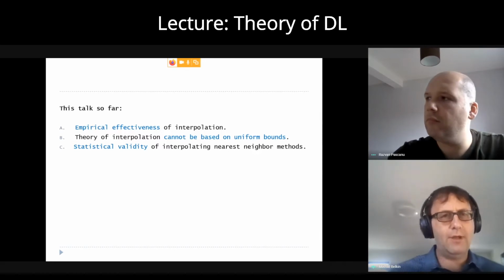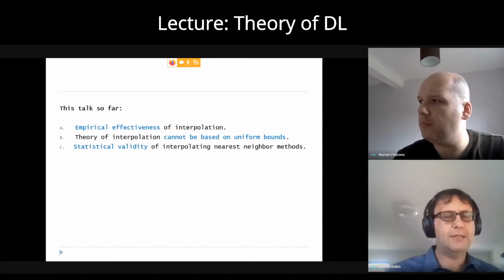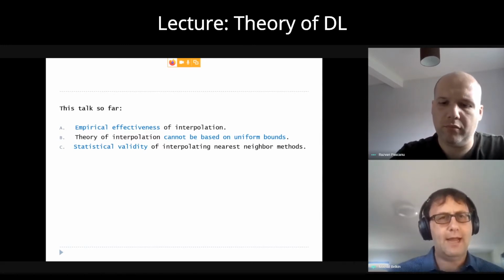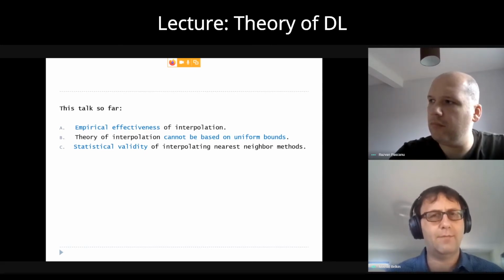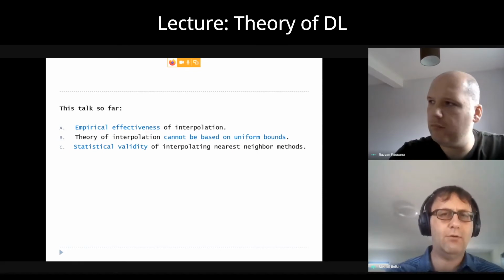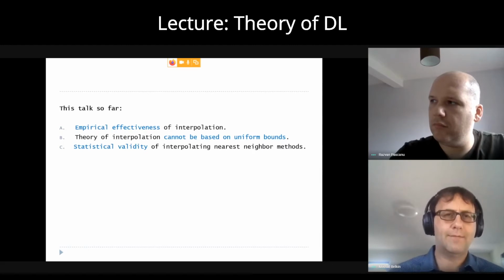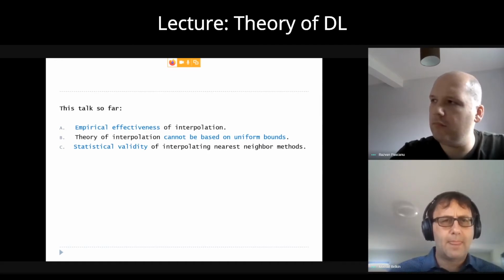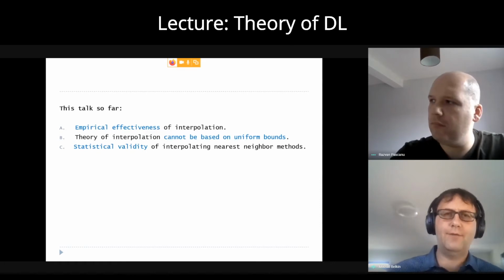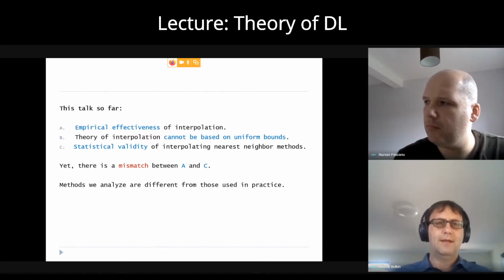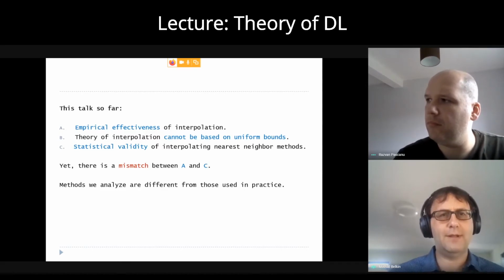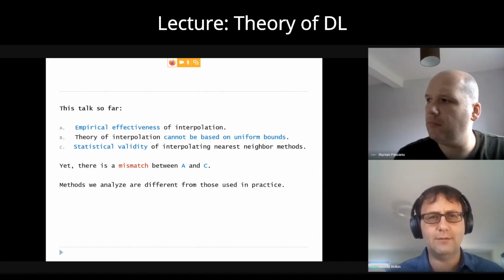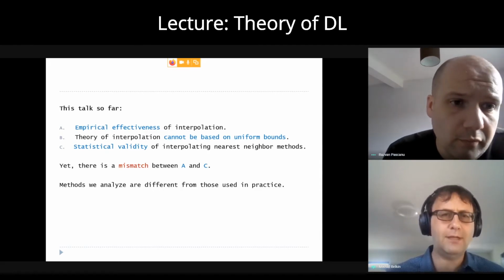Now I'm going to take a step back and say, okay, so what did I discuss so far? First, I showed that interpolation is empirically effective, by giving some examples. Second, I discussed that the theory of interpolation cannot be based on a uniform bound. And third, I showed that interpolation by certain methods can be statistically valid, this kind of weird kernel nearest neighbor type of method. Now, a reasonable question would be, there is a mismatch between A and C. I showed that interpolation is effective for things like neural networks and kernel methods. What I analyzed in C is methods of completely different types, not those typically used in practice. So what is going on?